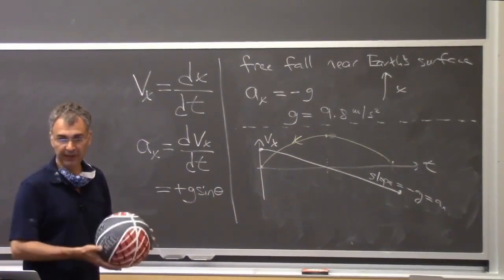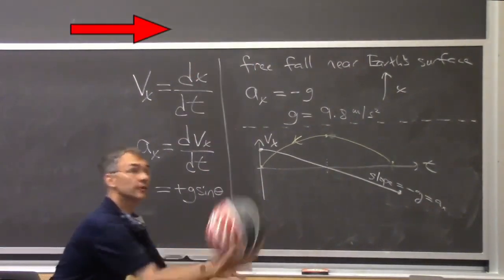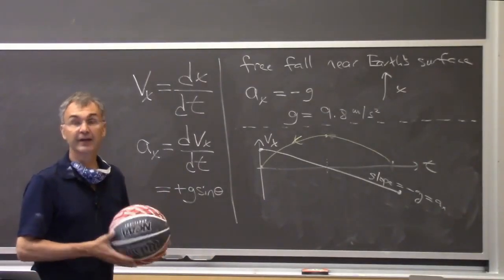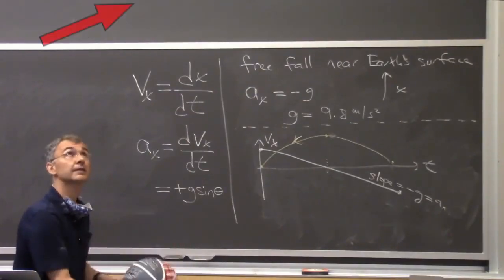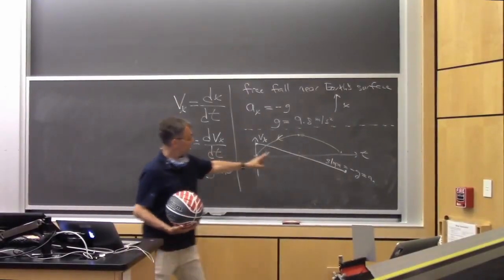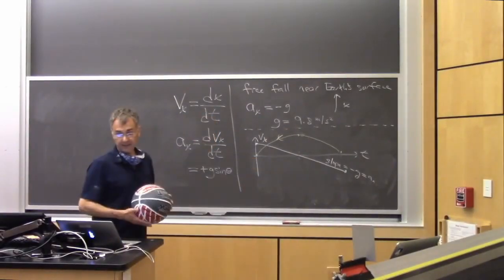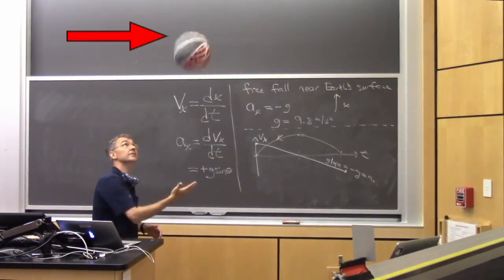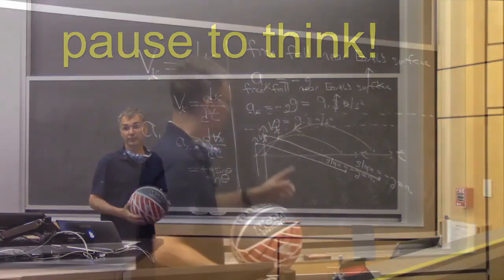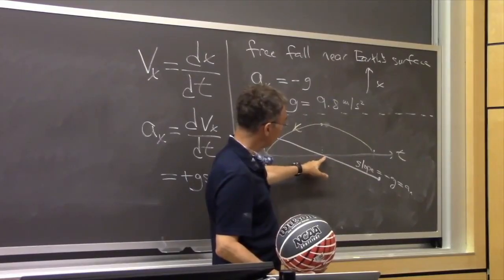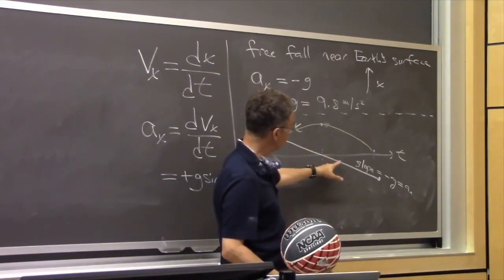At the very top of the basketball's trajectory, at this point, what is the value of v sub x at this point? So stop for just a moment, think. I say v sub x is 0 at that point. And then, at that same point, what is a sub x? Well, a sub x is the slope of this v sub x versus time curve. I say this slope is still minus g. Here it's minus g, here it's minus g, here it's minus g.